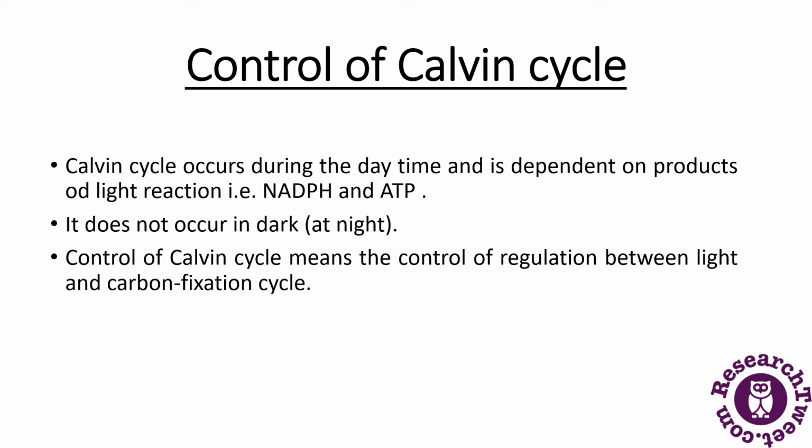The next is about how we can control the Calvin cycle. The Calvin cycle occurs during the daytime and is strictly dependent on the products of the light reaction, that is NADPH and ATP. The metabolic activity at night is mainly shifted to carbohydrate oxidation, so the plants consume oxygen rather than producing it. So the Calvin cycle does not occur in plants at night.